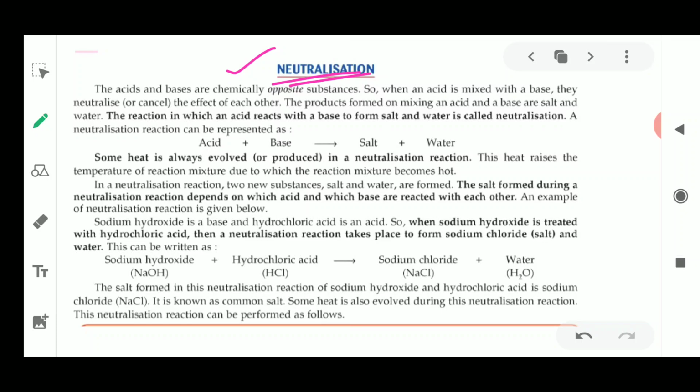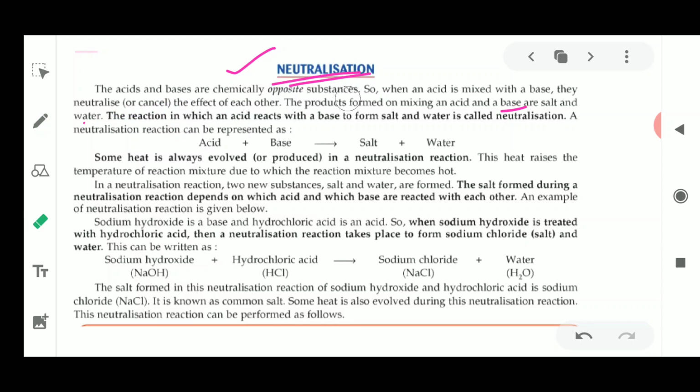So acids and bases are chemically opposite substances. So when an acid is mixed with a base, they neutralize, meaning they cancel the effect of each other. The products which are formed on mixing an acid and a base are called salt. So whenever we mix acids and bases, they form salt, as well as one more product, that is called water.